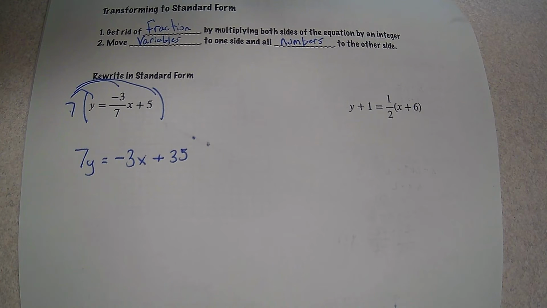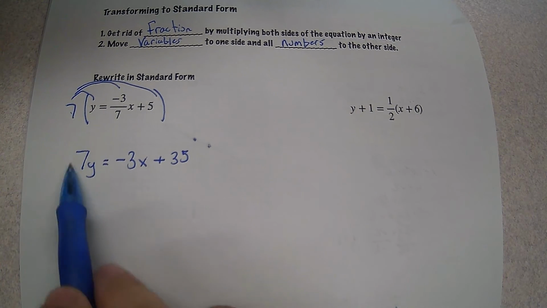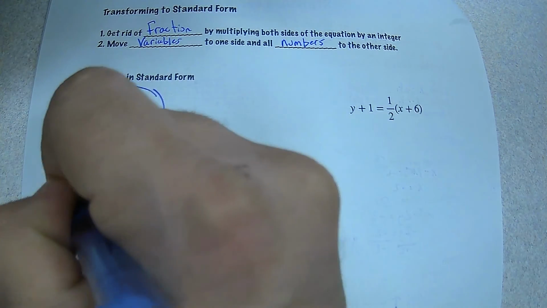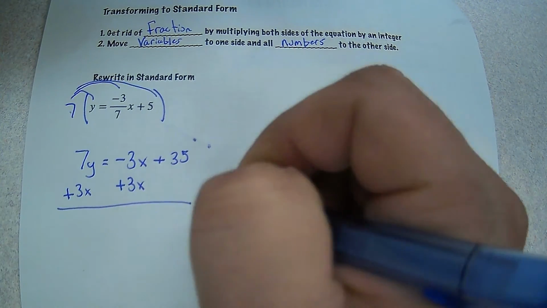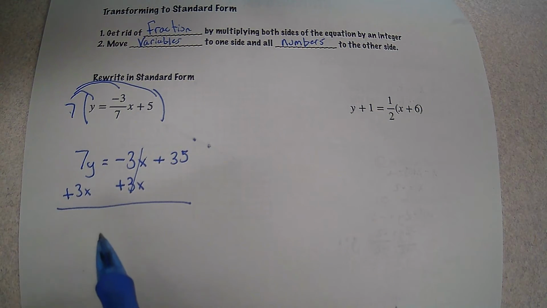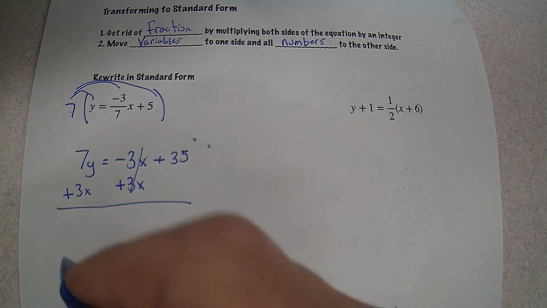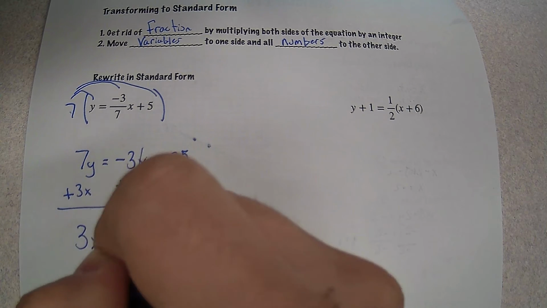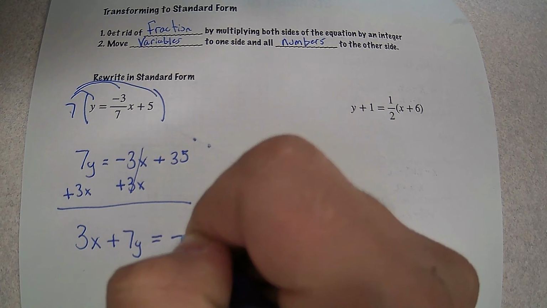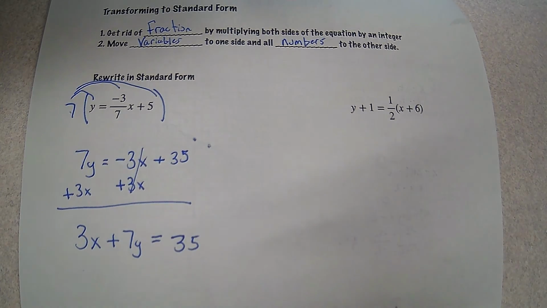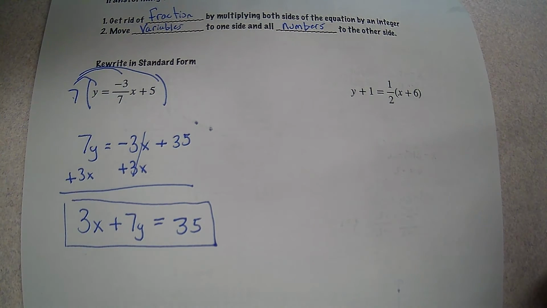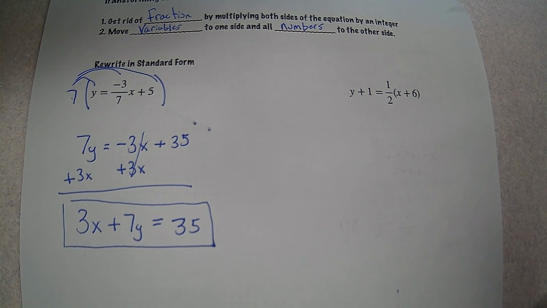Now we want to just move our variables all to one side. I already have this variable all alone, so I'm going to move my 3x over here. These cancel out. I can't combine these because they're not like terms. And we generally put the x value first, so I'm going to do 3x plus 7y equals 35. And there we are in standard form. 3x plus 7y equals 35.